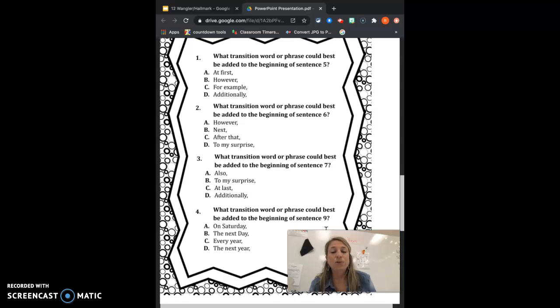At last, or additionally. I'm going to say B. To my surprise, I was sold after just one bite. Because he didn't think he would like it, but surprisingly, he did. So to my surprise would be a good transition word there. All right, last one.